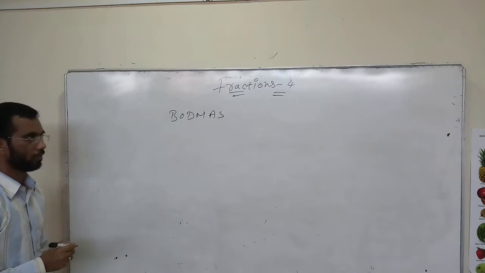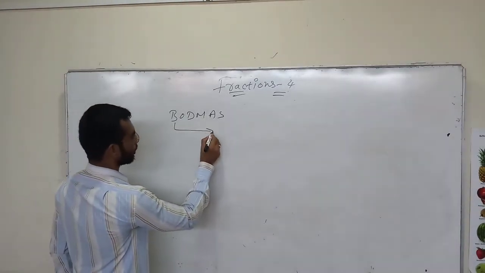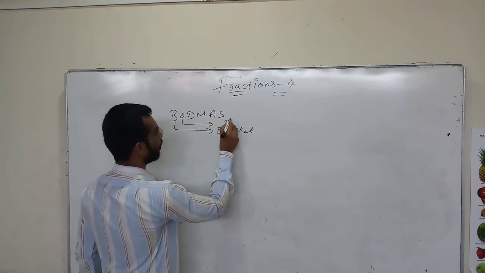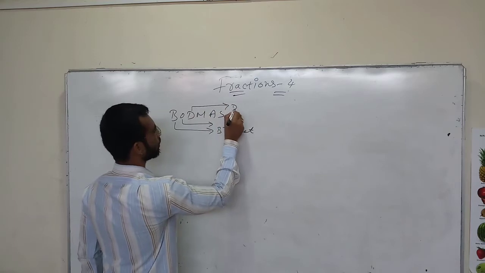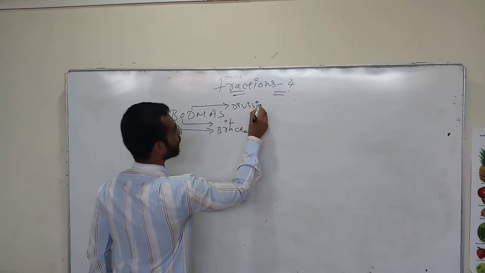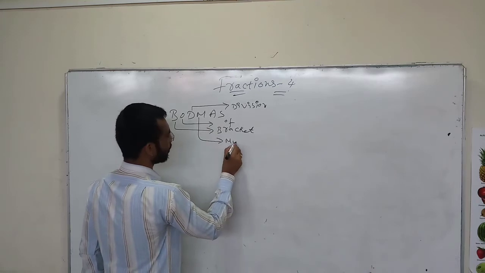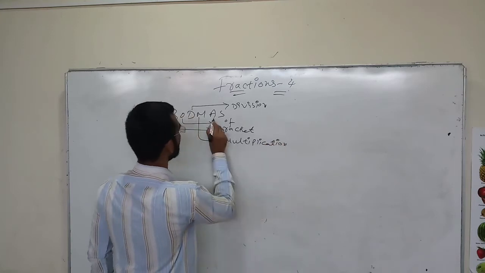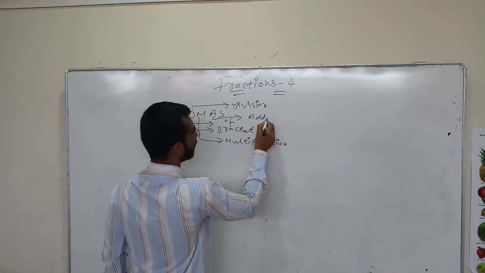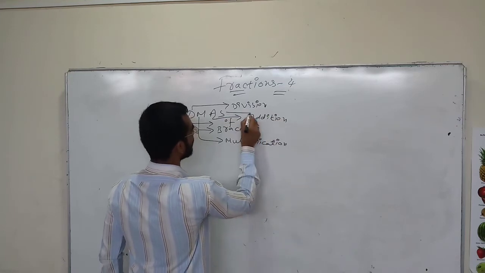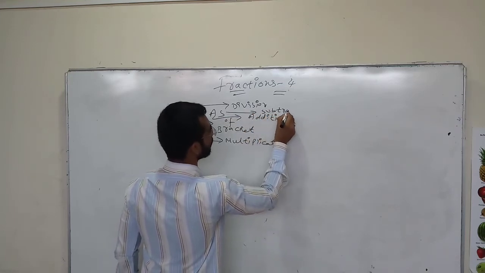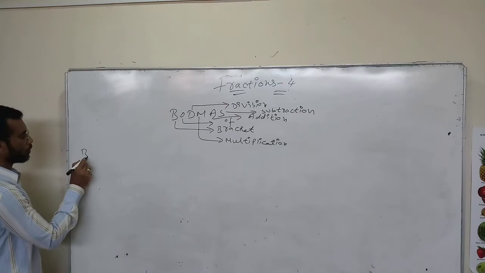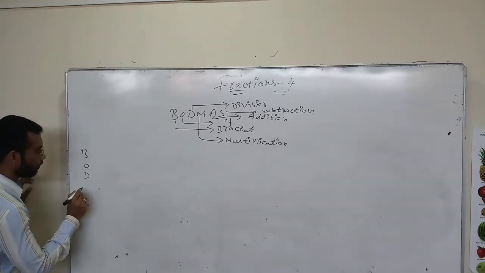BODMAS, BODMAS. B stands for bracket, O stands for of, D stands for division, M stands for multiplication, A stands for addition, and S stands for subtraction. Most of the students will get confused in this one while solving the problem.